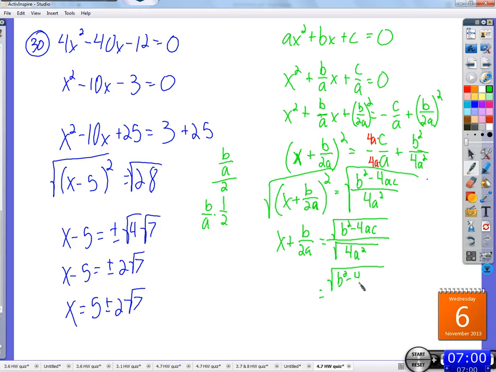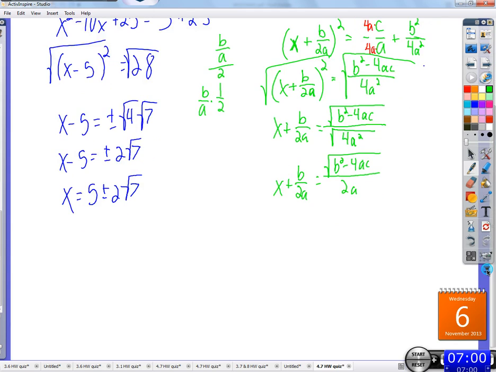So this can be cleaned up a little bit. The square root of b squared minus 4ac over 2a. And on this side we have x plus b over 2a. Almost done. Almost got x by itself. What do we need to do to get x by itself? We're at this stage right here.